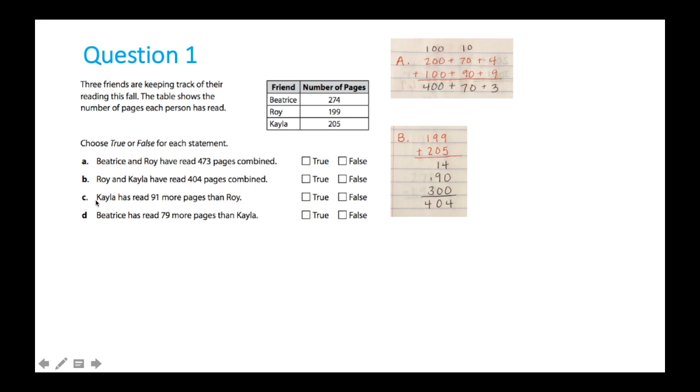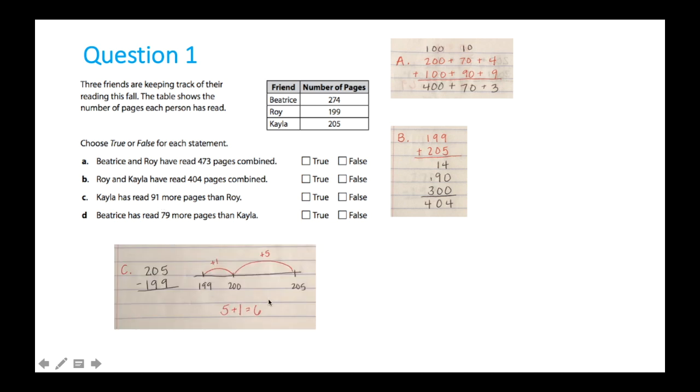Okay, so moving on to C, it says Kayla has read 91 more pages than Roy. So as I look up here with Kayla and Roy, I noticed that 199 and 205 are actually very close together. And I think 91 might be a bit much to have the difference. But let's still take a look at this. So I used an open number line again, adding on to subtract. So I went from 199 to 200, which I recorded that jump as a 1. And then from 200 to 205, I recorded that jump as 5, adding up those differences to get the difference of 6. So C would be false.